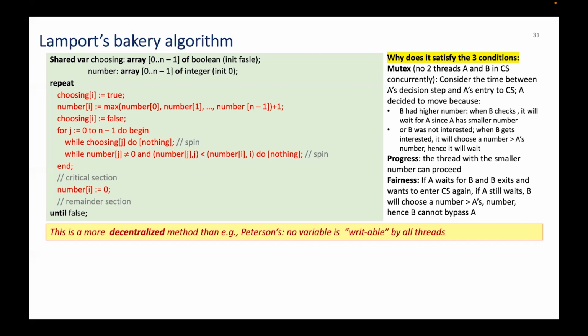When it comes to progress, the thread with the smallest number can always proceed. When it comes to fairness, notice that once a thread starts waiting and another enters its critical section, the next number the latter will get is higher than that of the waiting thread.